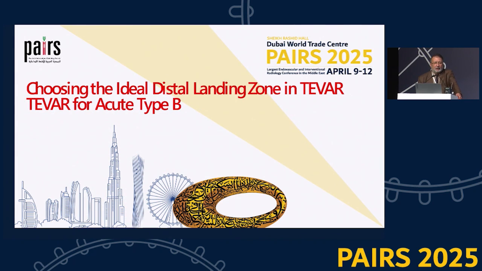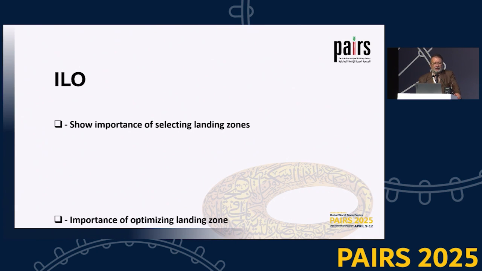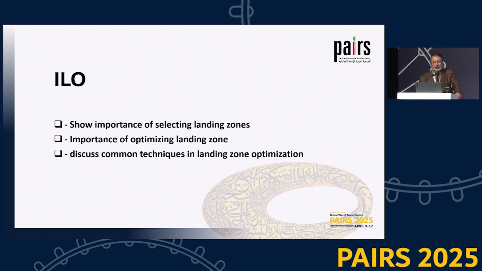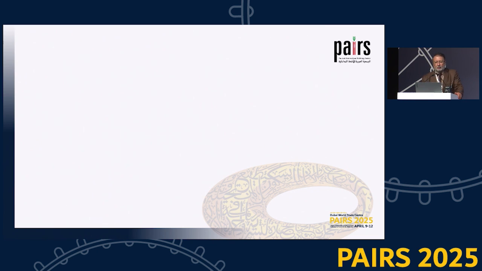Anyway, I will speak about something which I like, which is choosing the ideal distal landing zone in TEVAR for acute type B dissection. My intended learning objective is to show the importance of selecting which zone, importance of how to optimize this zone, and to discuss some of the clinical techniques that we use in my conclusion.